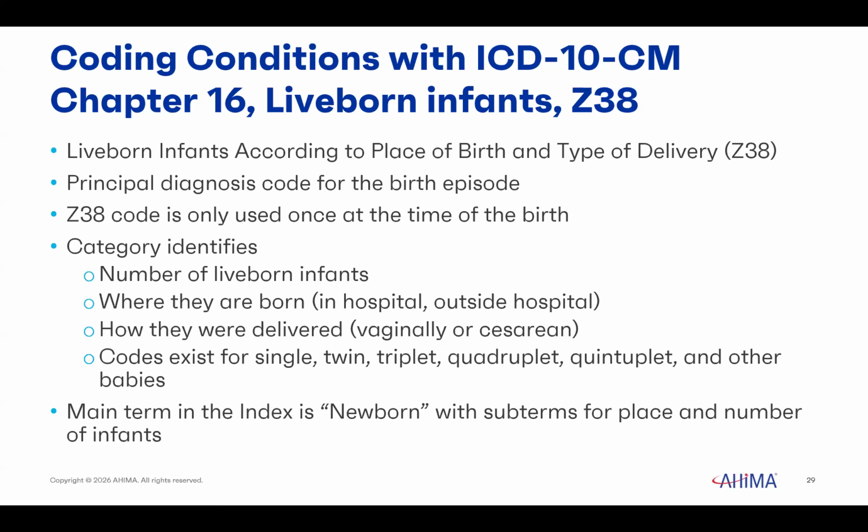And the codes exist for single, twin, triplet, quadruplet, quintuplet, and other babies. And the main term is newborn, and the subterms will cover the place and number of infants. The really important thing is remember that you're only a newborn once. If transferred to another hospital with an NICU, the principal diagnosis wouldn't be the Z38, it would be whatever caused the baby to be admitted.